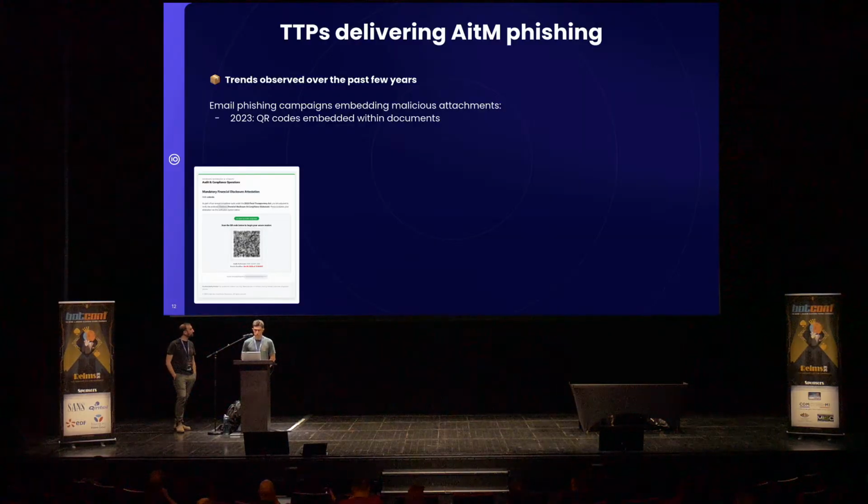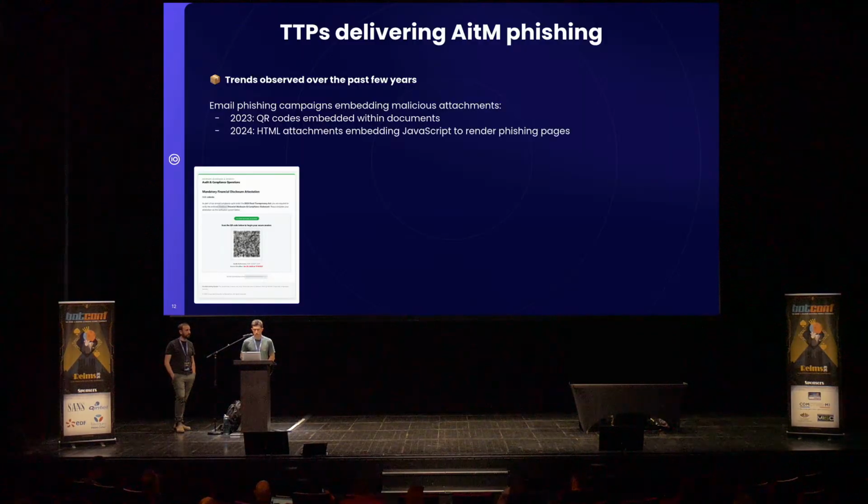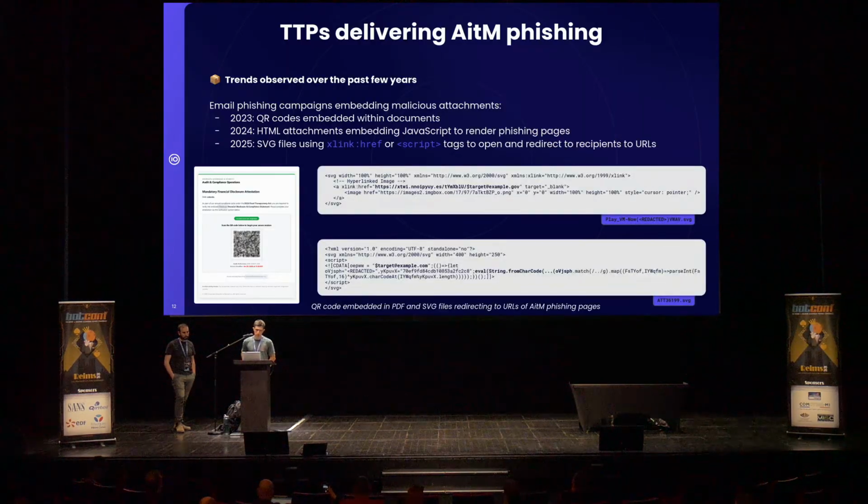Over the past few years, we observe clear trends used by the attackers. For example, in 2023, attackers started to use QR codes embedded in documents, such as PDF or DocX, to redirect the victims to their phishing links. The next year, they started to use HTML attachments embedding JavaScript to redirect the victim to their phishing links. And more recently, in 2025, attackers shifted to SVG files, which are images, and by embedding some hyperlink or JavaScript code again, they can redirect the users to their AitM phishing URLs.